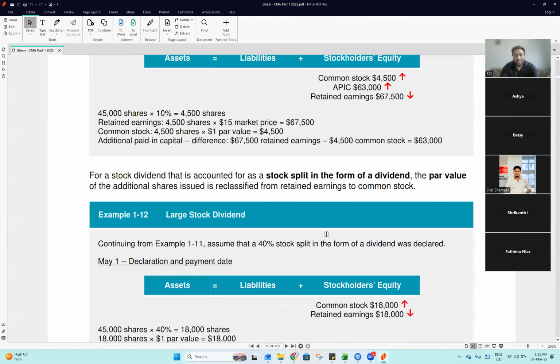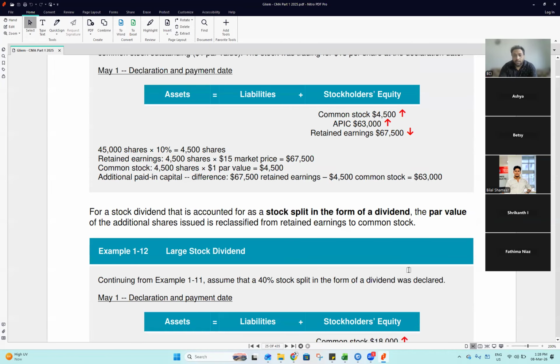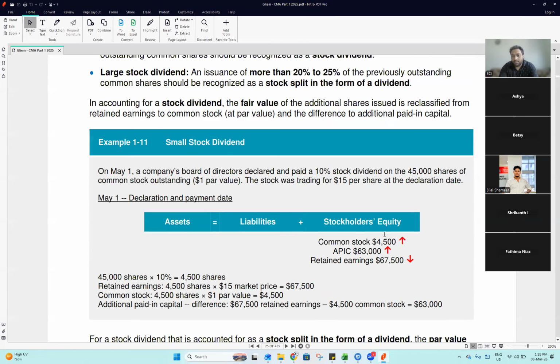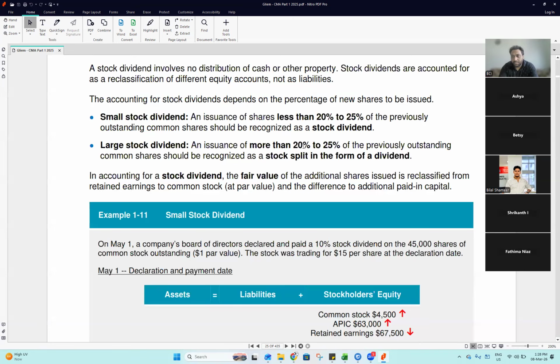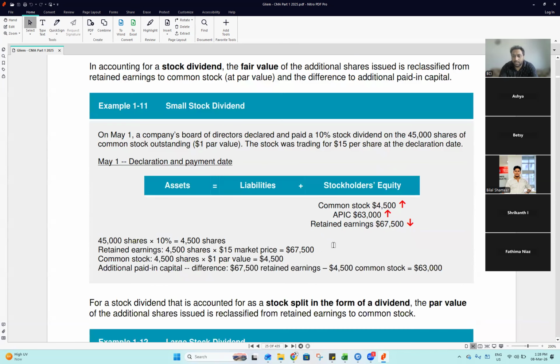For a stock dividend that is accounted for as a stock split in the form of a dividend, the par value of the additional shares is reclassified from retained earnings to the common stock. So this is the main difference you have to understand. That's why we have to check the percentage of the new issue. If the percentage of the issue is more than 20% or 25%, then what happens? The accounting treatment changes.